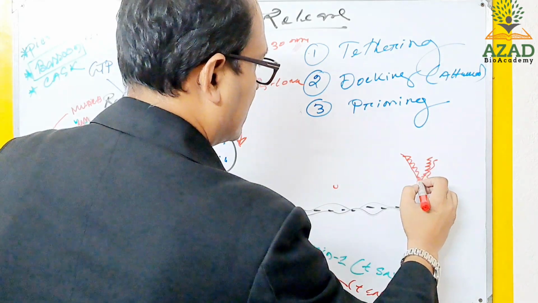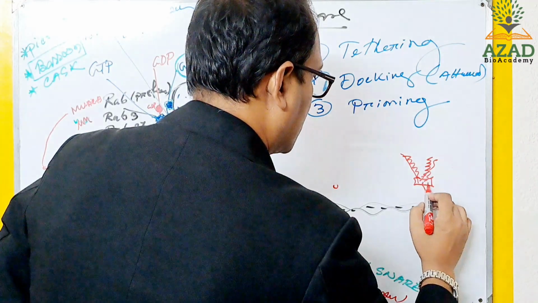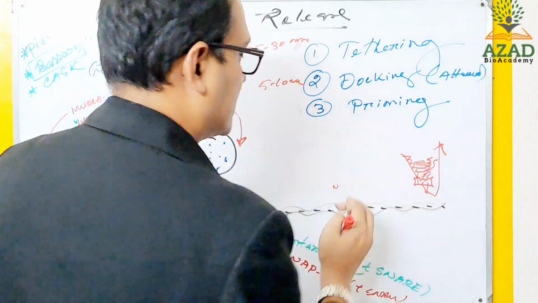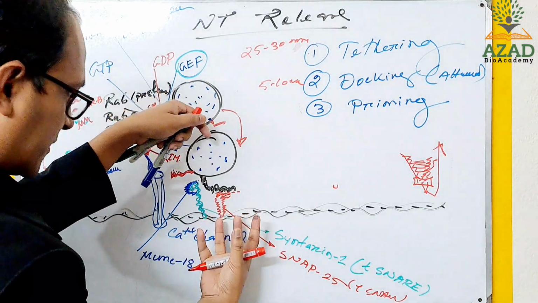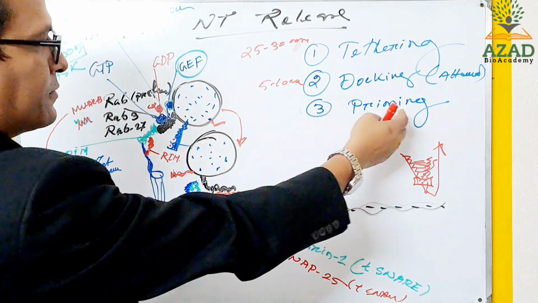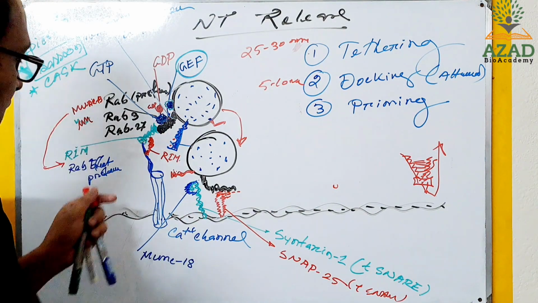Okay, and this is a slider, and when you just pull upward, it will close like a zipper. So they will just make a zippering, and this is the priming. So how will it happen?